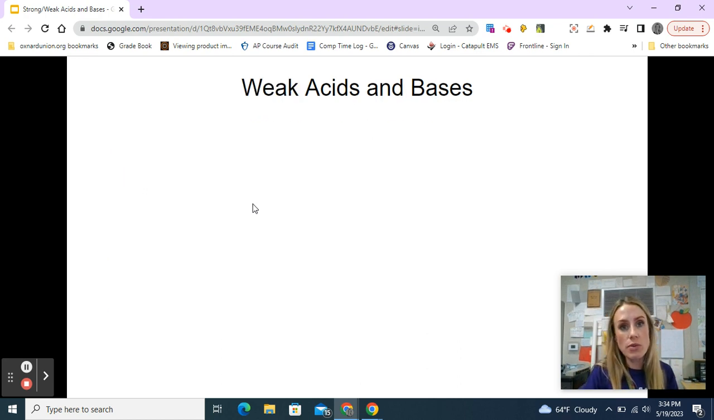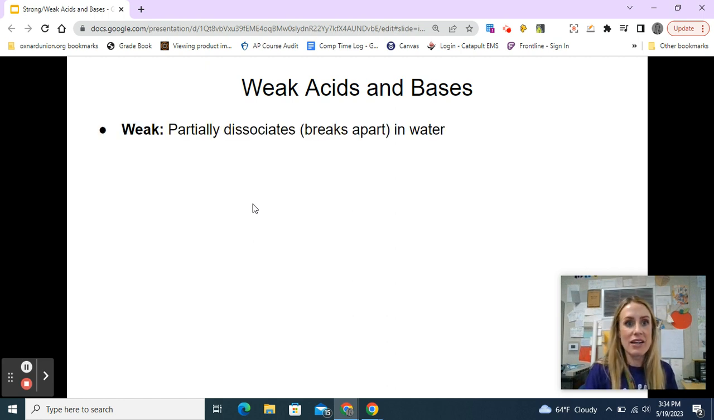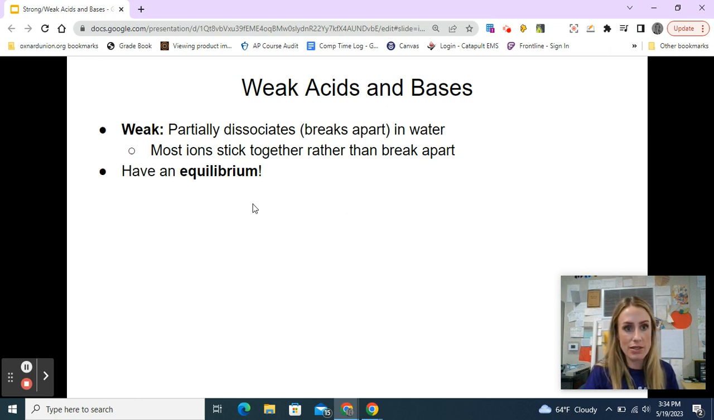Now, on the other hand, when we have weak acids or bases, it's not that simple to find molarity, okay? The reason for this is that weak acids and bases only partially dissociate in water. So most of the molecules are actually sticking together rather than breaking apart. So because of this, there is an equilibrium here.